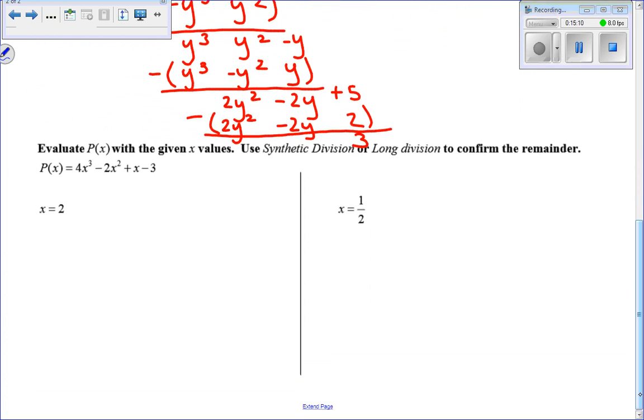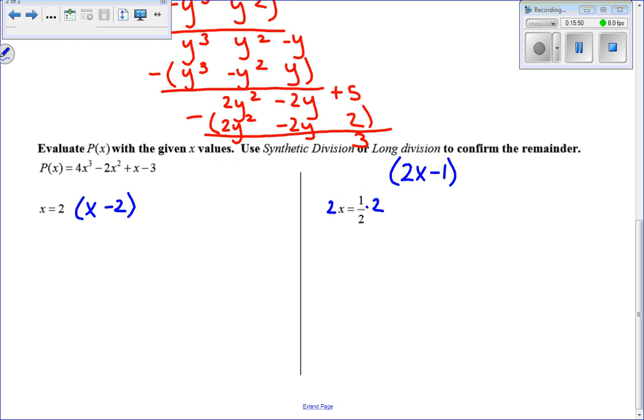Alright, next, evaluate p of x with the given x values. Use synthetic division or long division to confirm the remainder. Okay? If you were to use long division, you would need to put it in as a factor. So in this case, it would be x minus 2 that you would be dividing out. Okay? This one, it's not x minus 1/2. I want you to get in the habit of first multiplying by 2 and then subtracting 1. So this factor would be 2x minus 1.